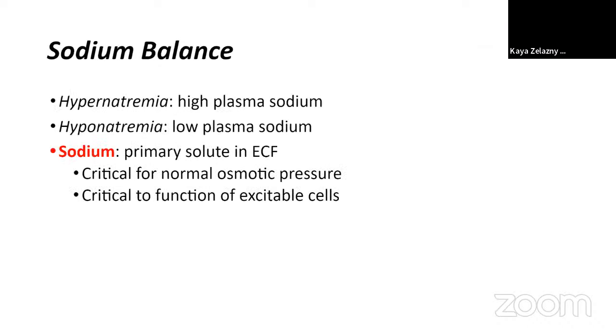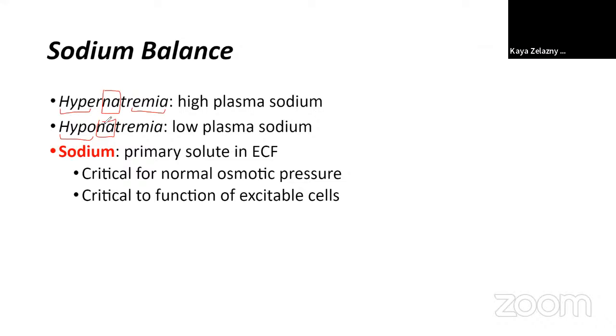We have words that we can use for this. So when you see the words hypernatremia or hyponatremia, look for that Na in the center. That tells you we're talking about sodium. Emia should signify to you we're talking about blood, and then hyper and hypo are always just telling you high versus low. So hypernatremia is high plasma sodium. Hyponatremia is low plasma sodium. So these are things you could measure in the blood of a patient.